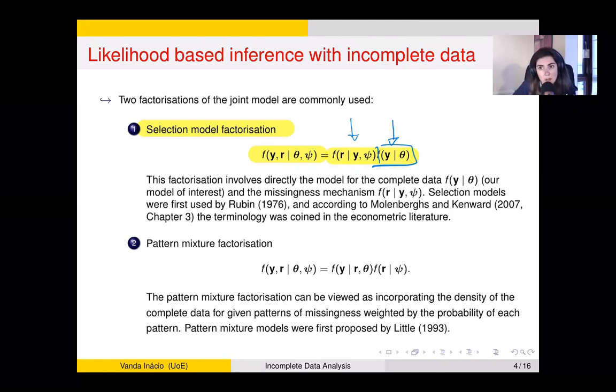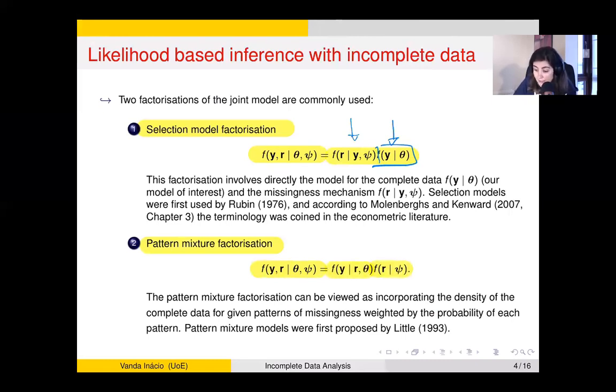Heckman selection models from the 70s use this type of factorization, and so the name remains the same: selection model factorization. And this is one of the possible factorizations of the joint model for the full data. And there is another possible factorization. We will not be working with it, but I will leave its expression here. So the pattern mixture factorization: we have the joint model here as well, and we factorize it into these two quantities.